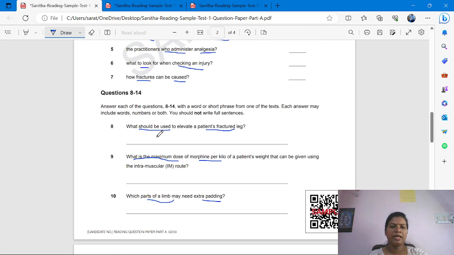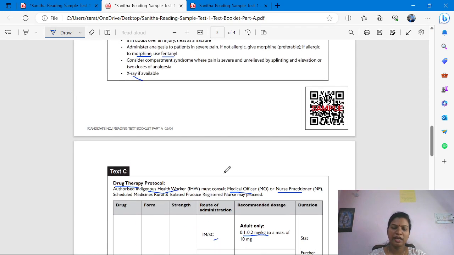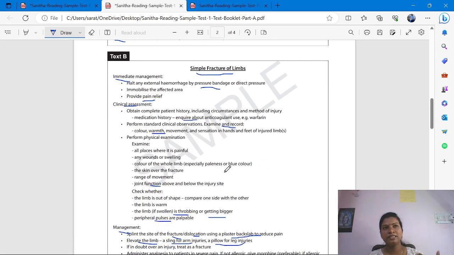Then you come to questions 8 to 14. Those are the short answer questions. Question 8: what should be used? You have to give some stress to the sentence and understand the meaning. What should be used to elevate a patient's fractured leg? You have to go to the question booklet. Fractured leg. If there is arm, we already wrote we have to use limb. The answer will be somewhere else there.